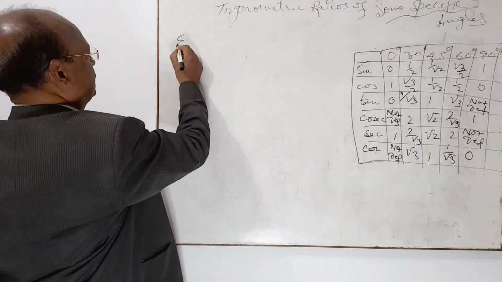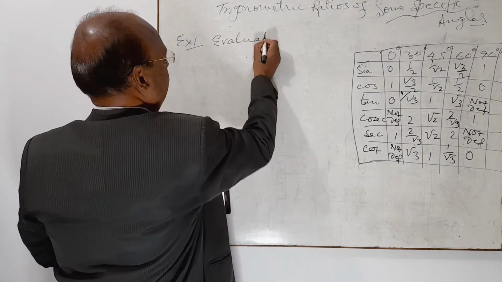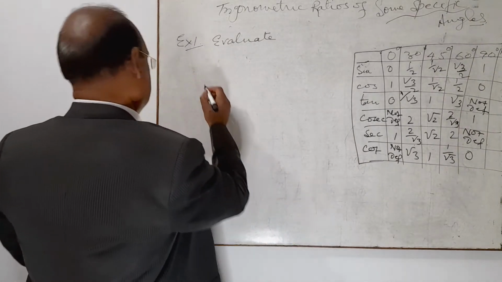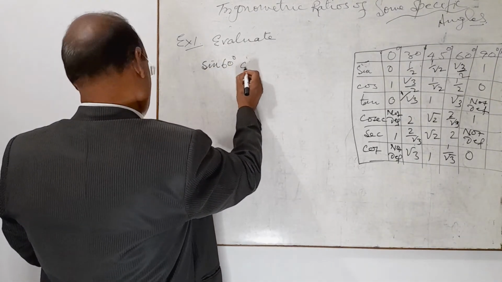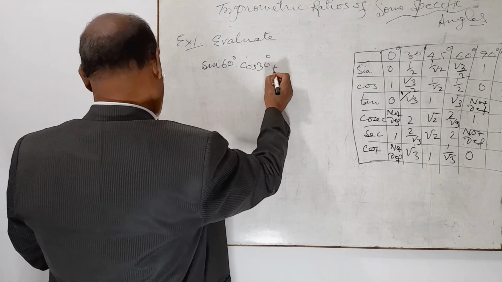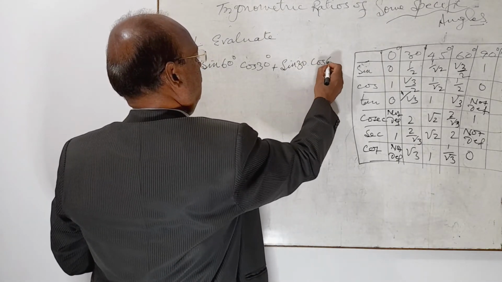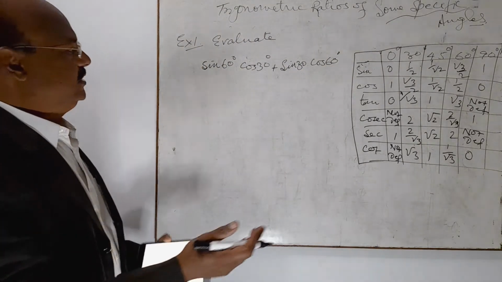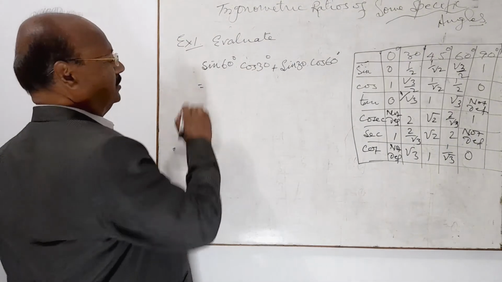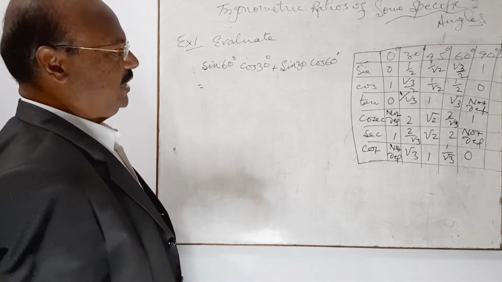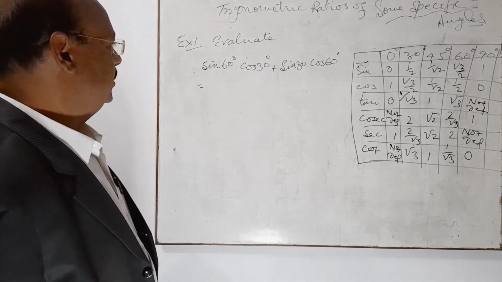Now let us do some problems. Here we have to evaluate sine 60 degree cos 30 degree plus sine 30 degree into cos 60 degree. Here we will just put the values and simplify, and we'll get the result. For reference you can go through this table, but that is not always advisable because you have to remember it, keep it in mind.